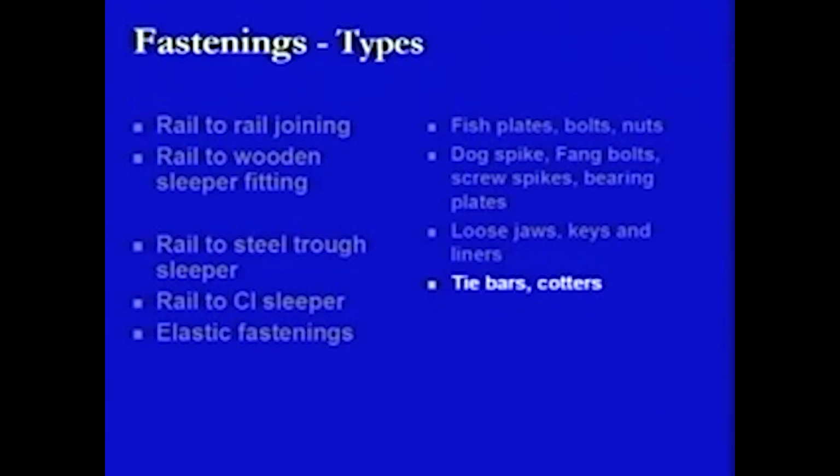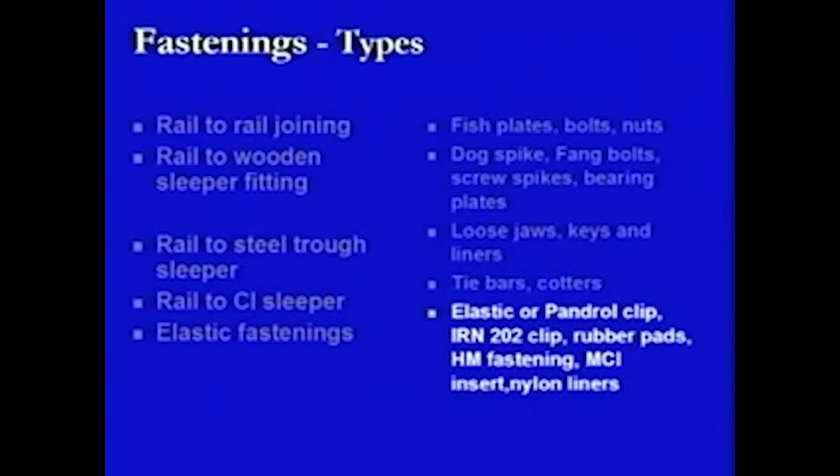Then in the case of CI sleepers, another thing which is being used so as to connect the tie bar with the pot type of sleeper is cotters. So, the tie bars and cotters will be seen. And then in the case of elastic fastenings, there are a large number of elastic fastenings available to us nowadays. So, we will be looking at the elastic fastenings like the elastic or Pandrol clip, the IRN 202 clip. This is the Indian Railway number clip which is being produced by the RDSO and the Railway Ministry. The rubber pads, HM fastenings, MCI insert and nylon liners.